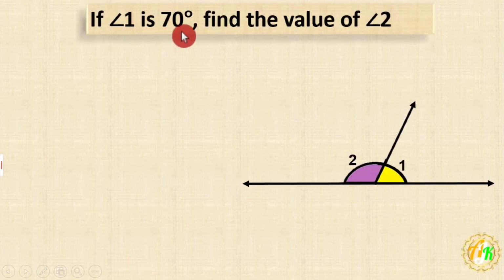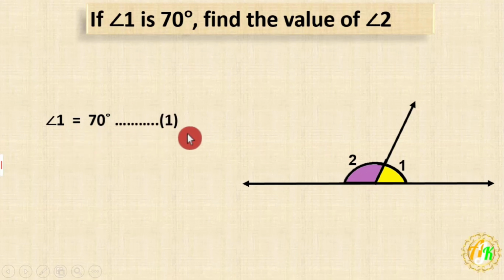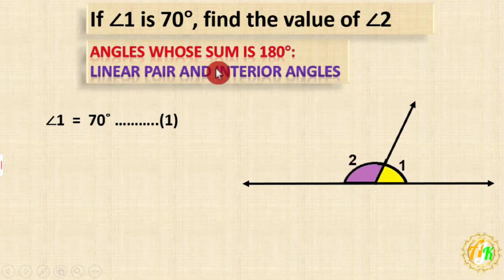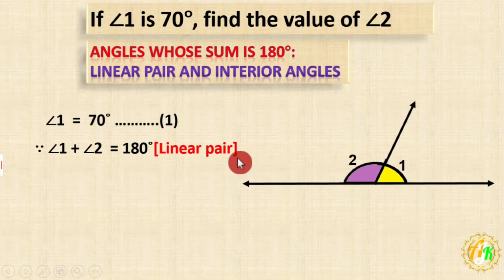If angle 1 is 70 degree, find the value of angle 2. Angle 1 is given, we have to find the value of angle 2. Angle 1 is equal to 70 degree, as angle 1 and angle 2 are adjacent angles and lie on the same sides on straight line. Angle 2 and angle 1 are linear pair and their sum is 180 degree. So angle 1 plus angle 2 is equal to 180 degree. Reason is linear pair.